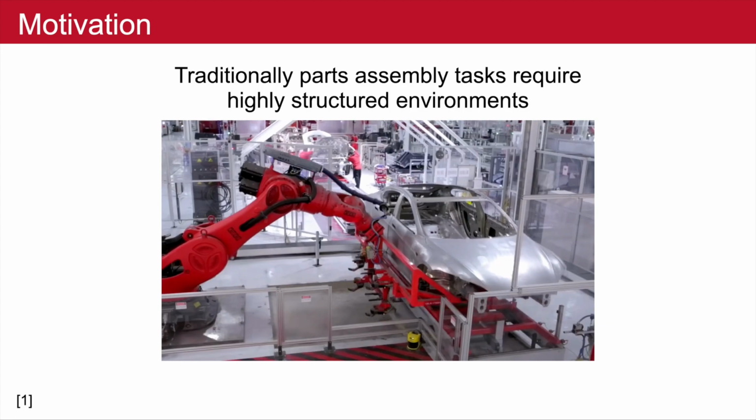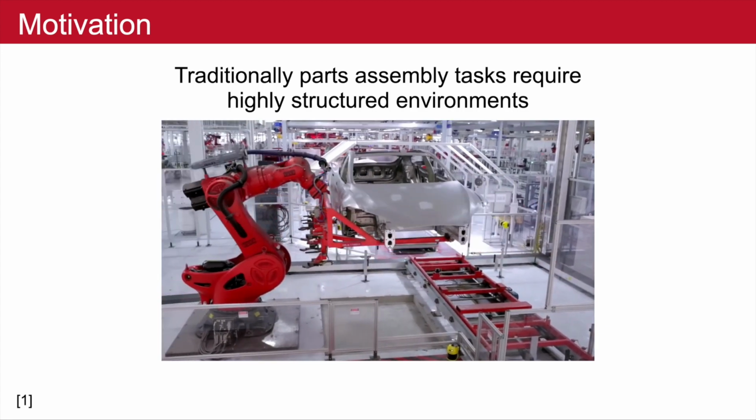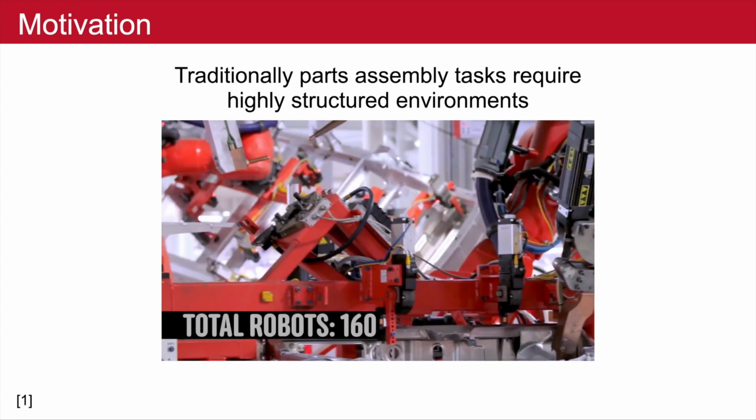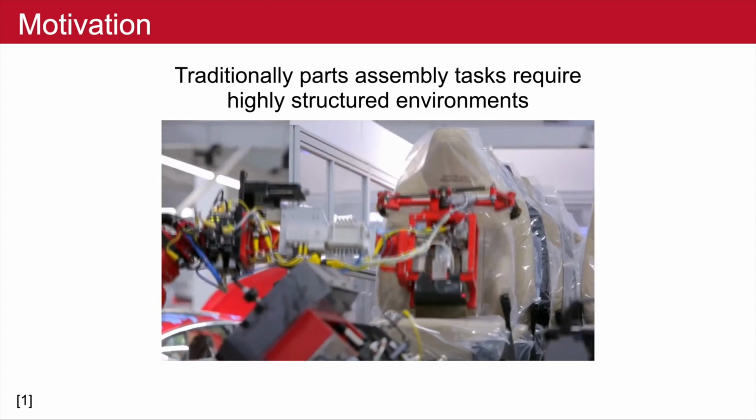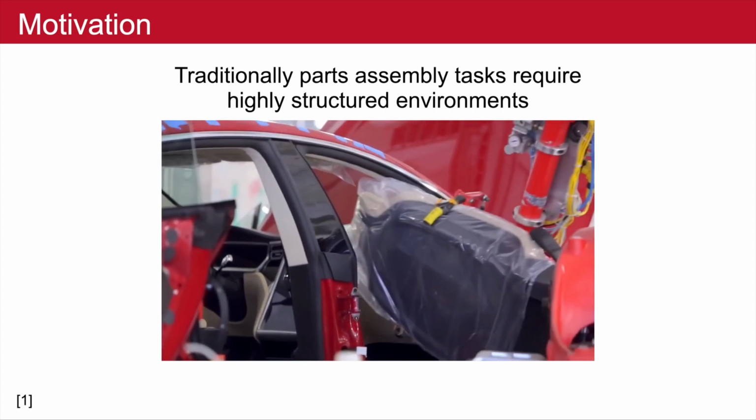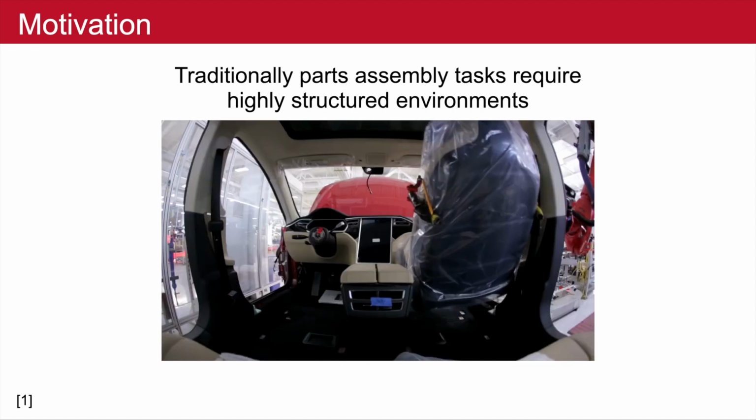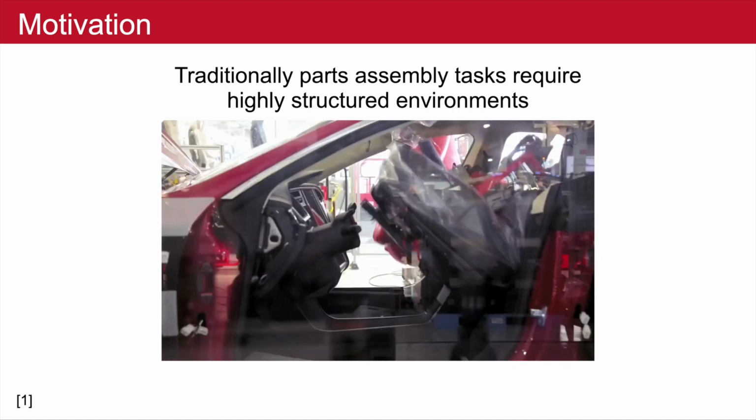Robotic parts assembly may make you think of automobile manufacturing, like the graphic this slide depicts. Robots in these settings usually rely on highly structured environments. The robots execute hard-coded sequences to complete their contact-rich tasks, such as assembling the frame of a vehicle.